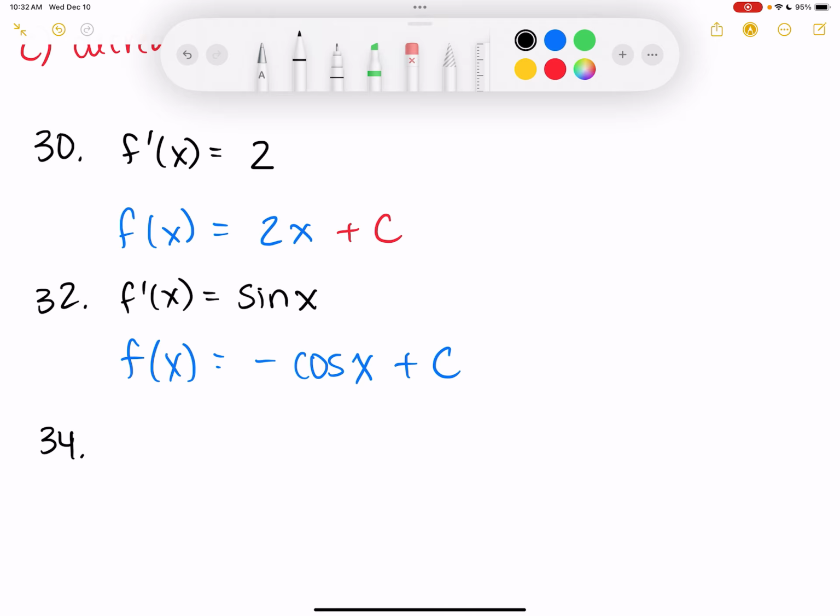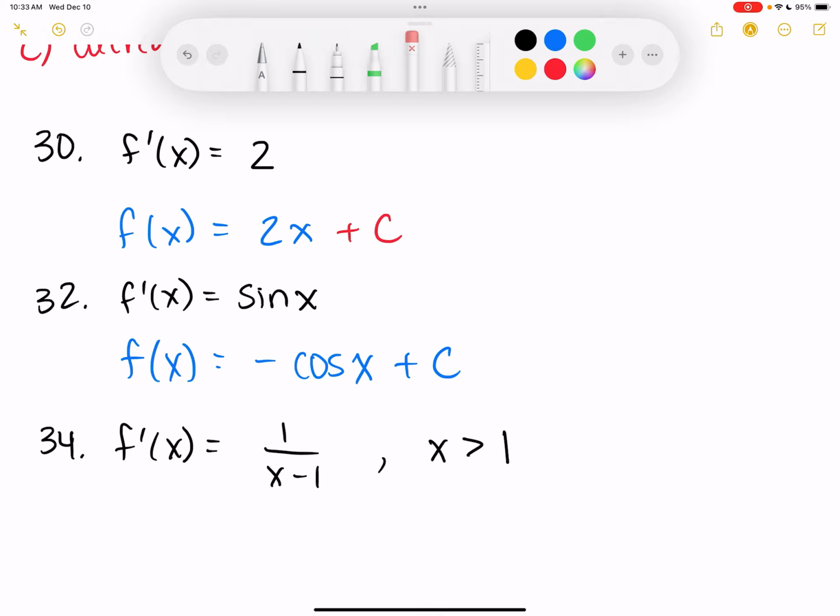34. F prime of x is equal to 1 over x minus 1, and they tell us that x is greater than 1. You don't have to do anything with this. This stipulation is on here because of what the original function is. It has to be a stipulation or this doesn't work, because we would have something that's undefined.